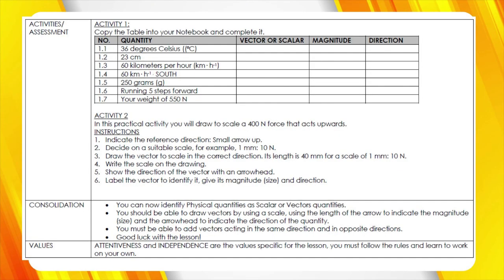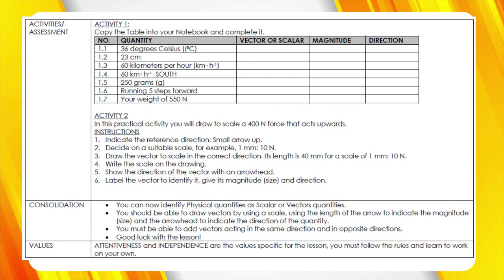Activities / Assessment. Activity 1. Copy the table into your notebook and complete it. Number, quantity, vector or scalar, magnitude, direction. 1.1. 36 degrees Celsius, °C. 1.2. 23 centimeters. 1.3. 60 kilometers per hour, km/h. 1.4. 60 km/h, south. 1.5. 250 grams, g. 1.6. Running 5 steps forward. 1.7. Your weight of 550 N.